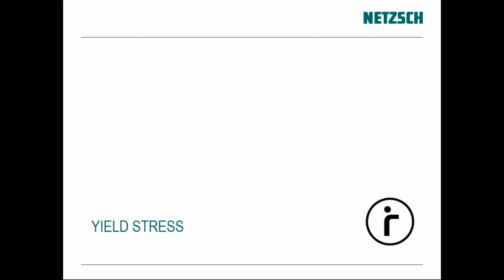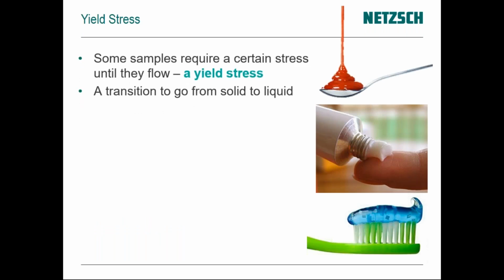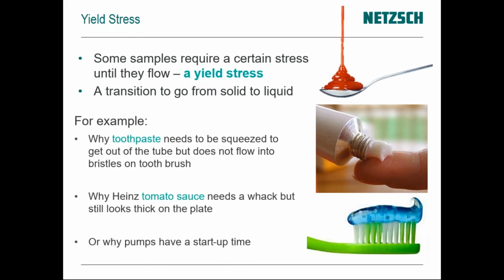So one of the test methods we looked at was viscometry, that's just steady shear flow. Another test method is yield stress. Now this is the resistance to flow. So when you first look at some samples, if you think of butter or toothpaste or ketchup, it may seem like it actually isn't flowing initially, and you need to exert more than a certain amount of force onto it to get it started. So the yield stress is why you need to squeeze hard enough on the tube, which is why you need to whack your bottle of ketchup to get some of it out.